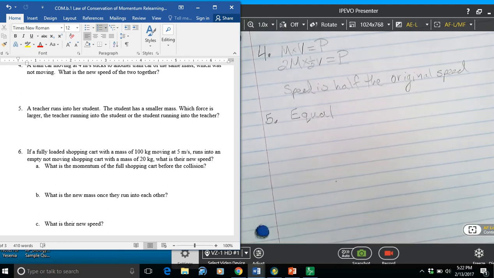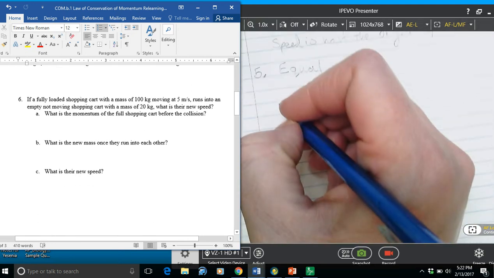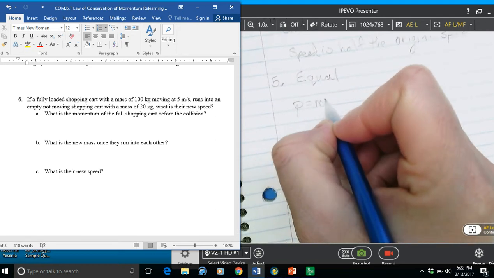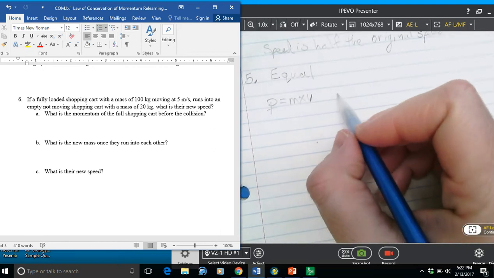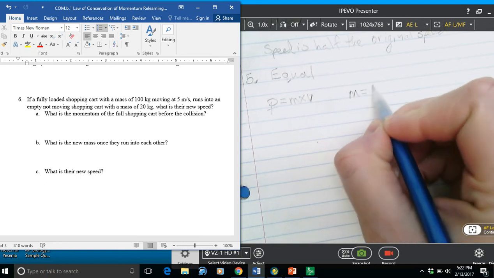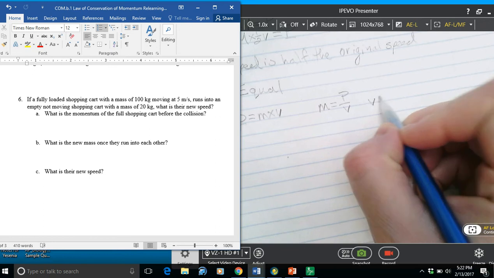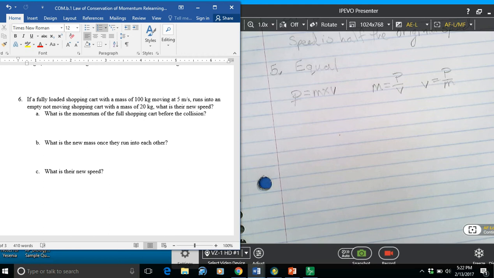Neither force is larger. Number 6 is going to get us into these calculation problems. And before we go, I would suggest you write these down as well. Momentum, remember P is momentum, equals mass times velocity. Mass equals momentum divided by velocity. And velocity equals momentum divided by mass. Now remember, momentum is not a real thing. We're just calling it that to help us remember that P means momentum.